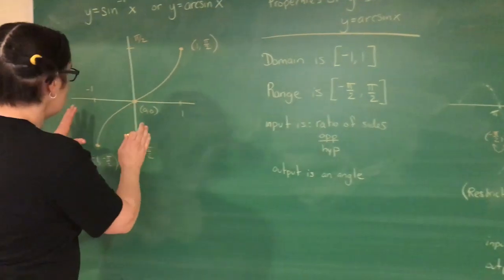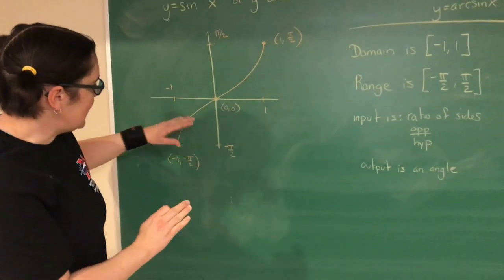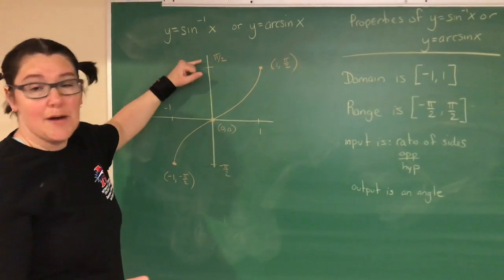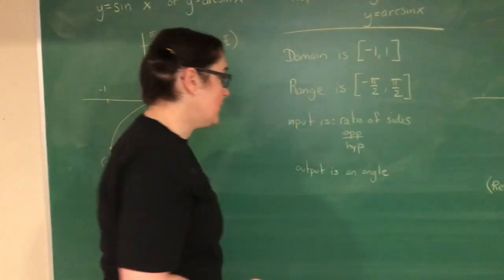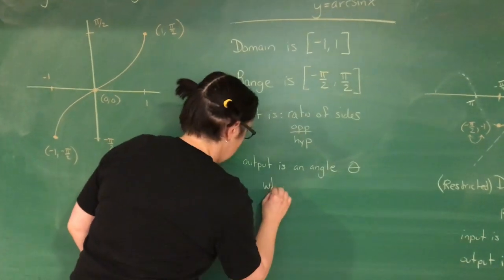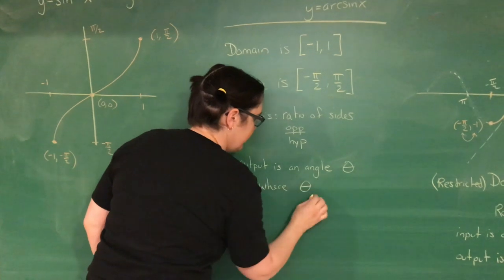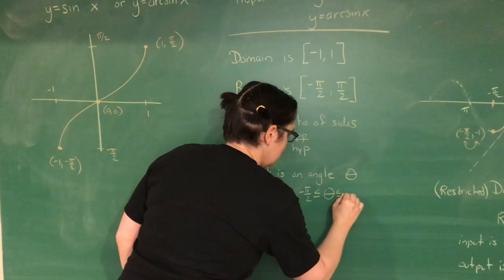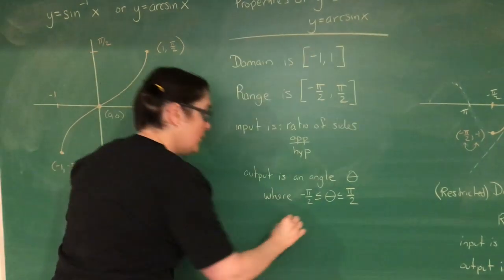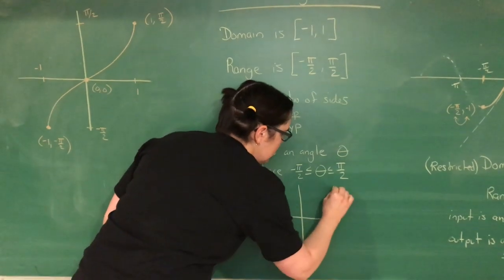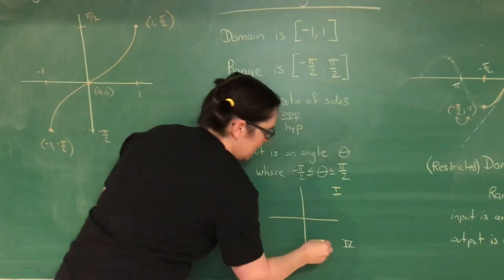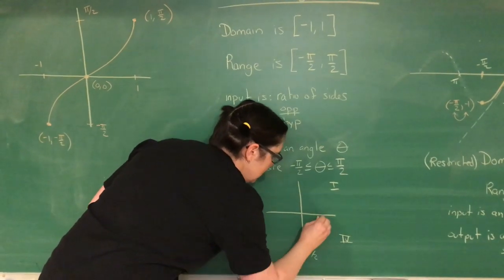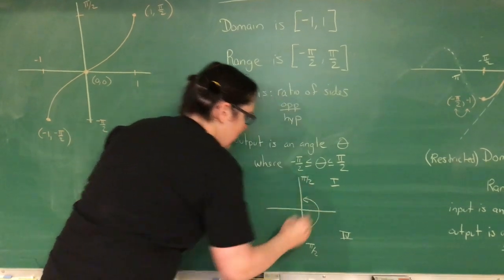Now, when I look at this picture over here, the y values that I'm allowed to have as an output are angles of negative pi over 2 up to positive pi over 2. So our output is an angle theta, where that angle theta is between negative pi over 2 and positive pi over 2, which means that we are only going to be allowed to have output angles from quadrant 4 and quadrant 1, from an angle of negative pi over 2 up to an angle of positive pi over 2.